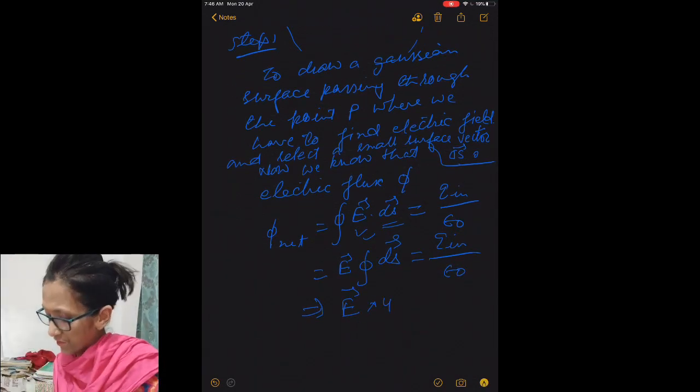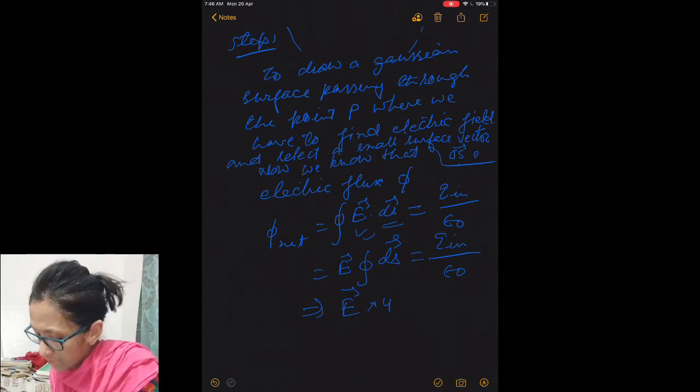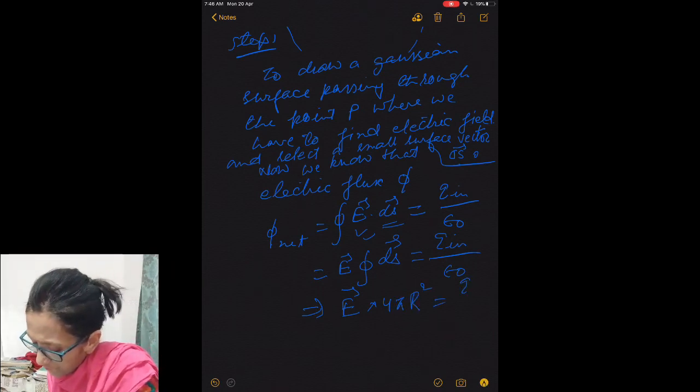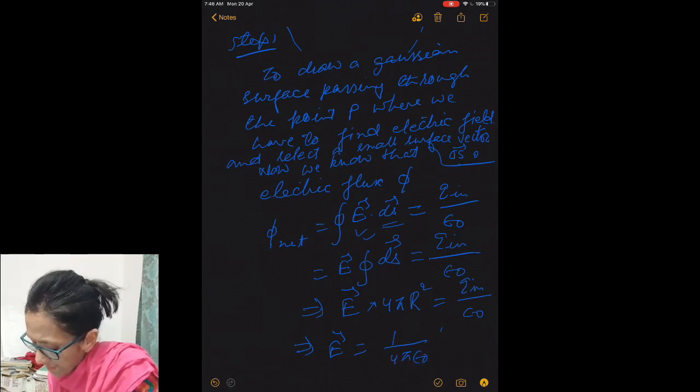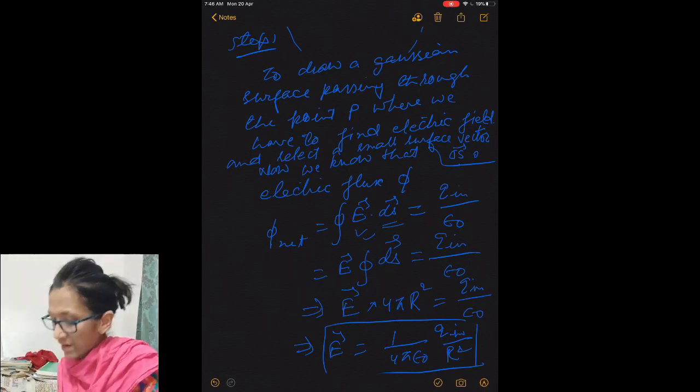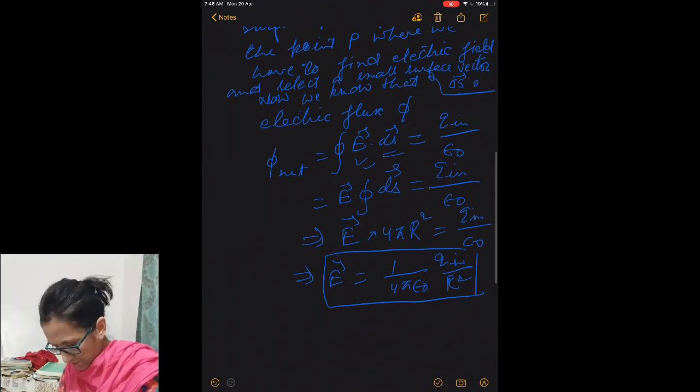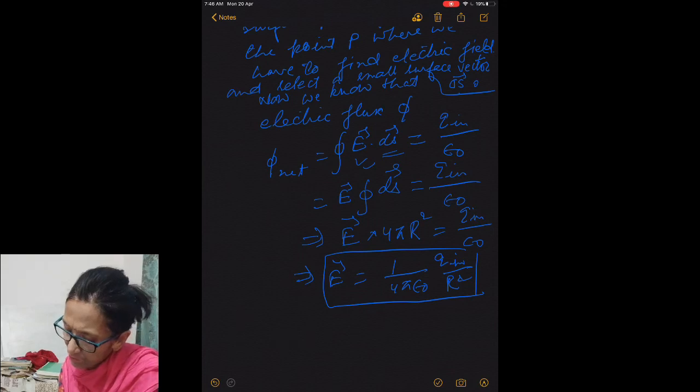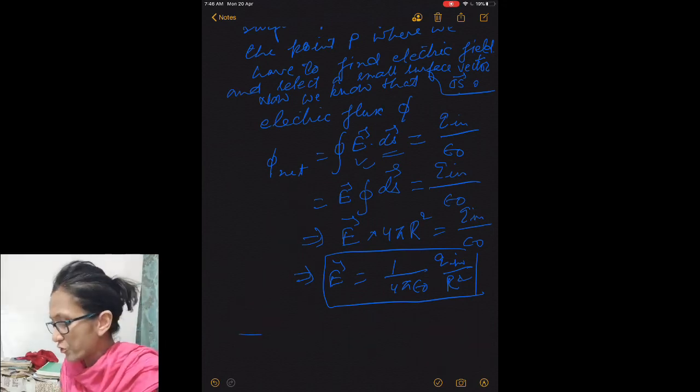And that is equal to 4 pi r square, the whole surface of a sphere, equal to q enclosed upon epsilon naught. It implies that the electric field is equal to 1 upon 4 pi epsilon naught times q enclosed by r square. So this is how, in a simple way, in 4 steps, we could find the electric field due to a point charge.